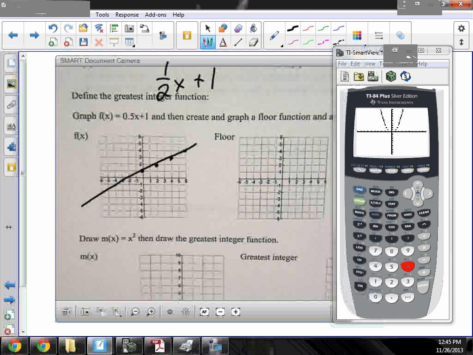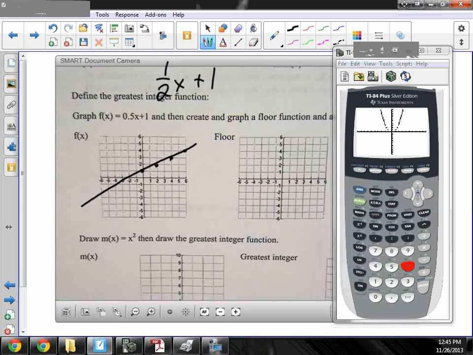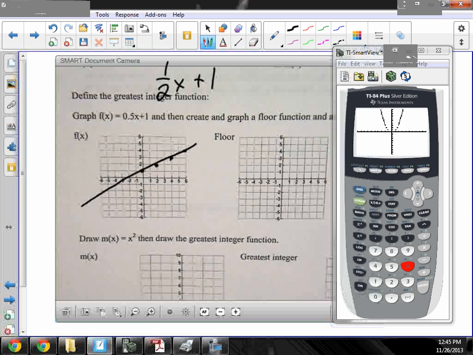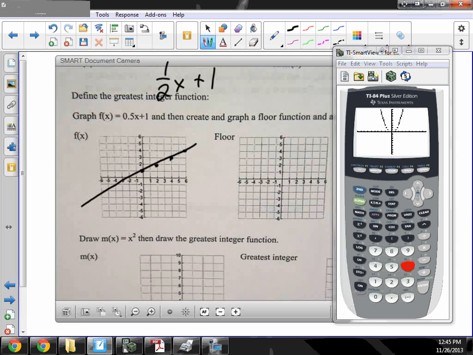Now, just for your information, there are two types of integer functions. The greatest integer function is referred to as a floor function because it rounds down. A ceiling function rounds up. Okay? But I know it's called the greatest integer function, so you might think that means round up, but it doesn't. It's the greatest integer less than or equal to the given value. So the integer function and the floor function are the same.